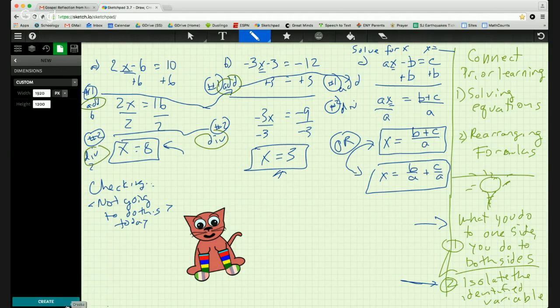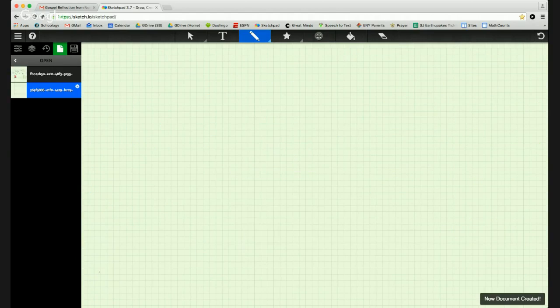New page. So let's go all the way down to exercise 4 and 5. We're not going to do everything. Exercise 4 and 5.